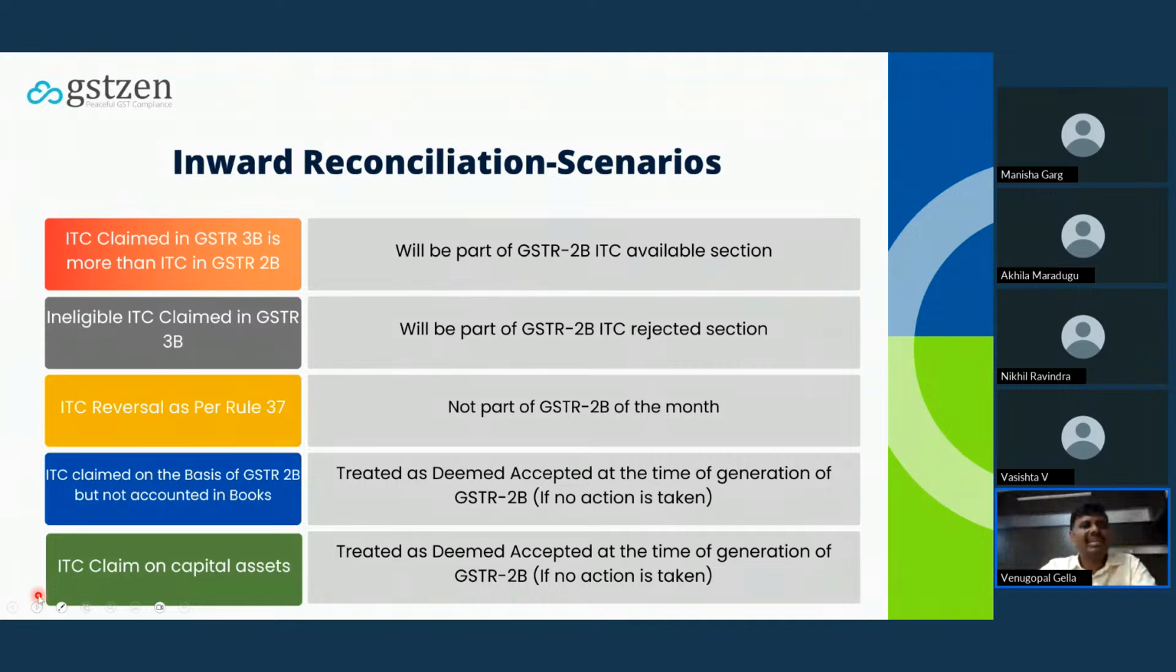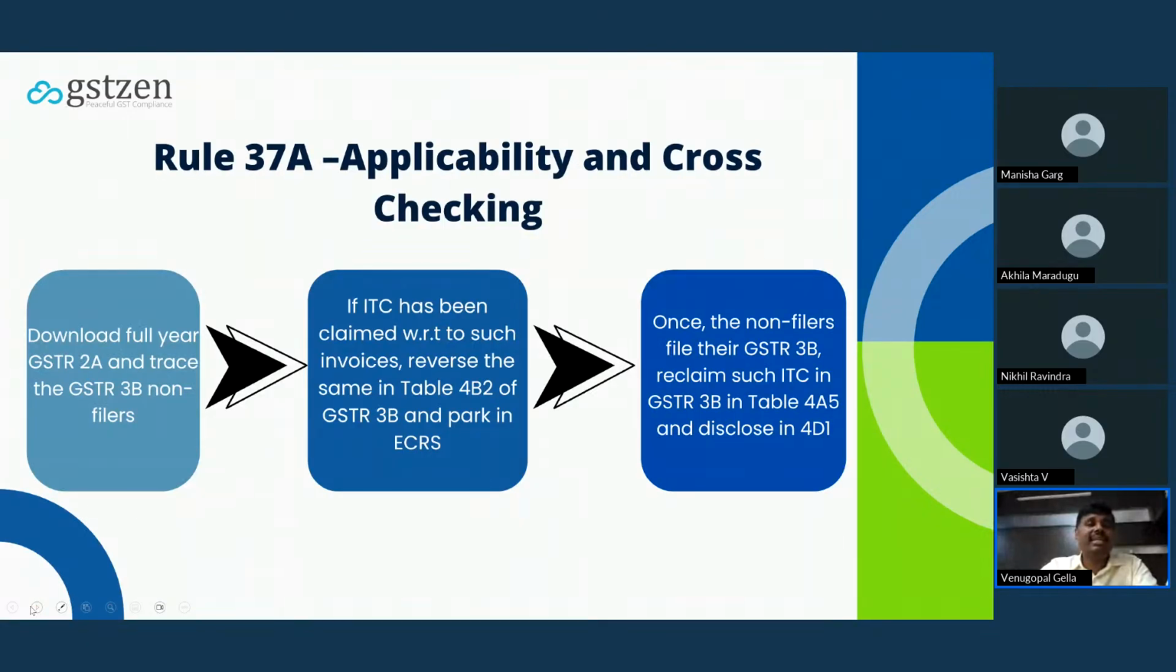In these cases, you will do a reversal. You need to have a system to track these reversals. And for ITC, you need to have a method to know what is available in the IMS and what is not available in the IMS. We will do a demo of it. Rule 37, again, Manisha would be showing a demo of it.